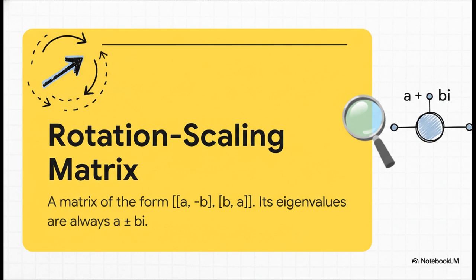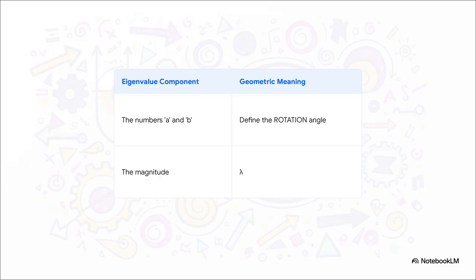And check out the pattern. You've got the same number, A, on the main diagonal, and then B and -B on the other diagonal. Anytime you see a matrix that looks like this, it's a dead giveaway. It's a rotation scalar. And its eigenvalues are always going to be A plus or minus B times i. It's a direct one-to-one connection. It's really elegant. So let's crack this code.